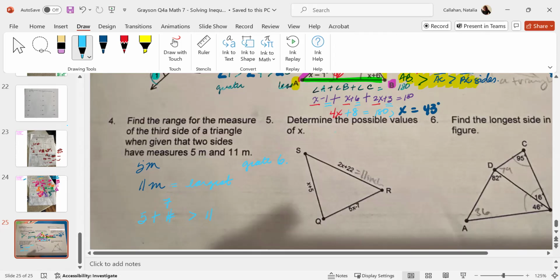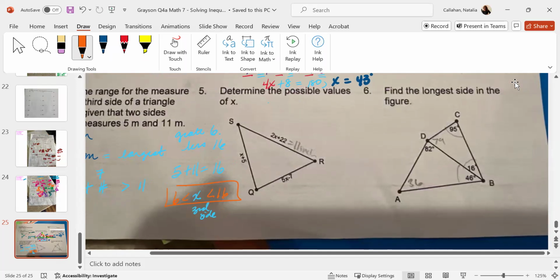But if 11 is one of the smaller numbers, then 5 plus 11 is 16, right? And so your third side has to be less than 16. So x, which is the third side, is going to be greater than 6, less than 16. Do you see that? Okay, so go ahead and write that down. Because remember, determine the possible values of x.